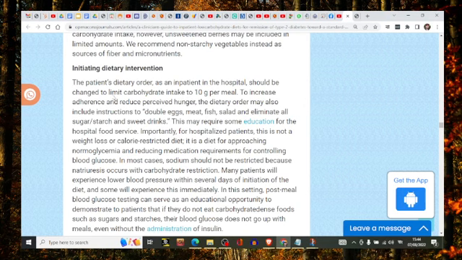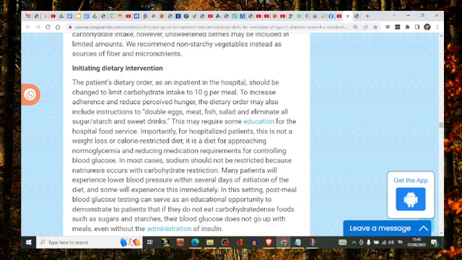Initiating dietary intervention. The patient's dietary order as an inpatient in the hospital should be changed to limit carbohydrate intake to 10 grams per meal. To increase adherence and reduce perceived hunger, the dietary order may also include instructions to double eggs, meat, fish, salad, and eliminate all sugar, starch, and sweet drinks. This may require some education for the hospital food service. Importantly, for hospitalized patients, this is not a weight loss or calorie-restricted diet.